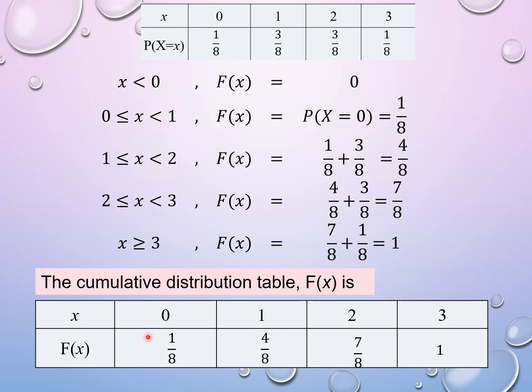So this is the table. We have to list down our x first, which starts from 0, 1, 2, and 3. And this is our CDF, our F(x). Cumulative distribution table, or cumulative distribution function, CDF. F(x) over here, for 0 you have 1 over 8, and for 1 you get 4 over 8. Then for 2 you get 7 over 8, and for 3 you get 1. That's it.